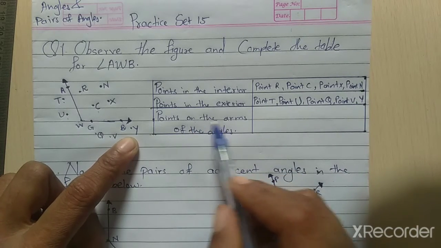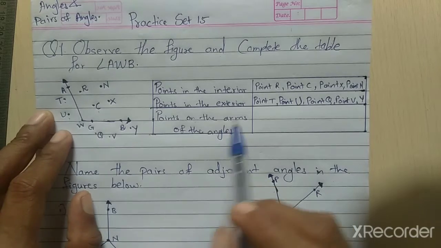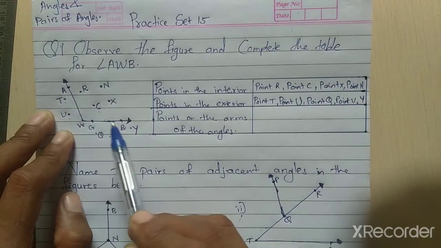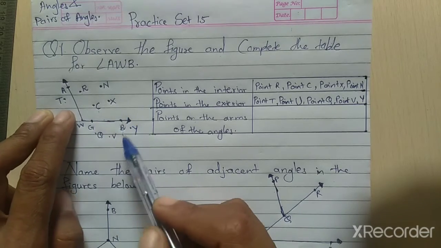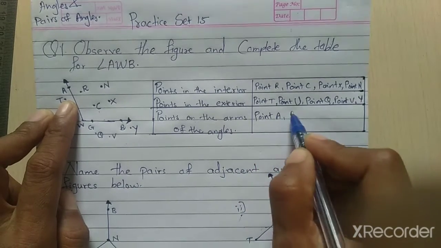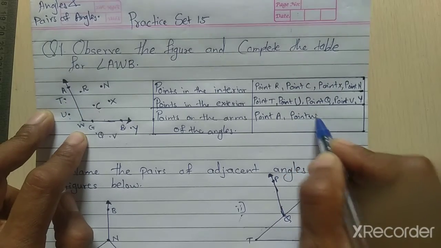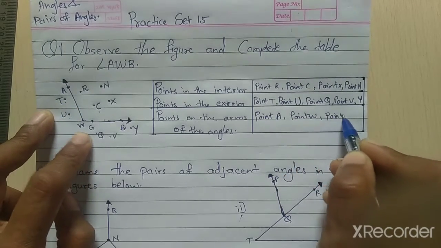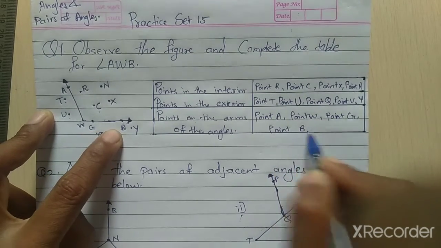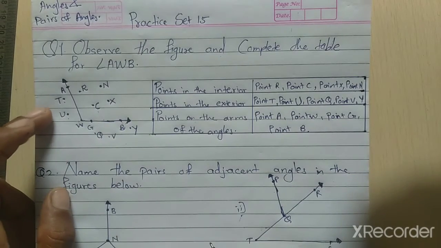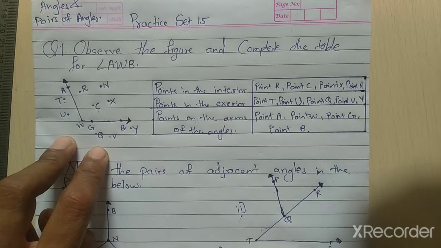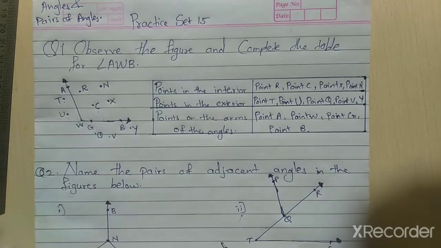So now look here, points on the arm of the angle. From here till here, A, W, G, B. These are on the arm of the angle. So you have to write all: point A, point W, point G, point B. Okay. This is your question number 1 answer. Similarly, you have to solve the same type of questions.